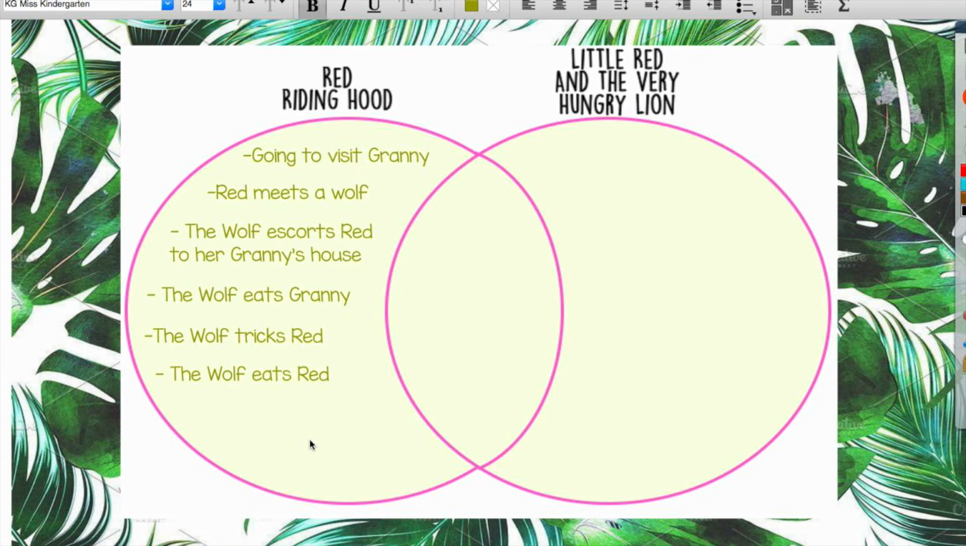And the last difference that I can see from the two stories is that at the end of the story, another character is introduced, which is the hunter, and the hunter kills the wolf and saves Red and her granny. So I'm going to write that down as my last difference. A hunter kills the wolf and saves Red and her granny.